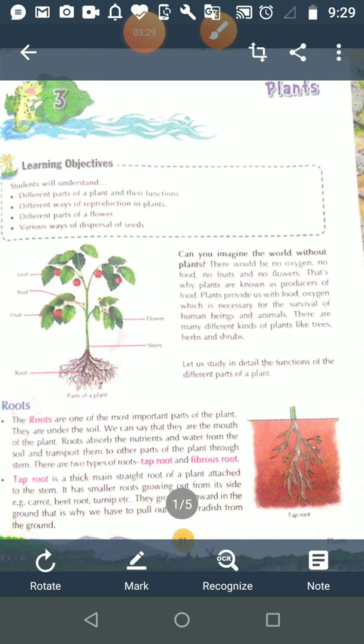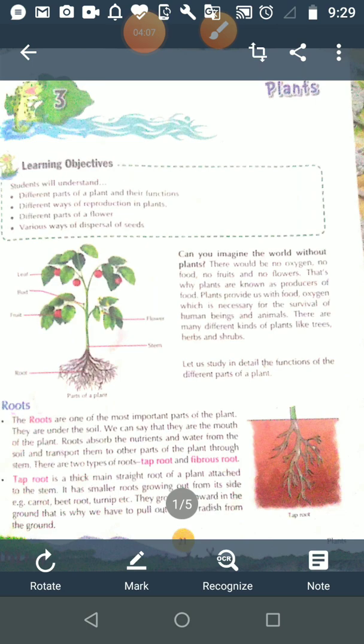Now student, let's study in detail the function of different parts of a plant. Now when I explained plant to you, at that time I told you that a plant can be divided into two parts, the root and the shoot.